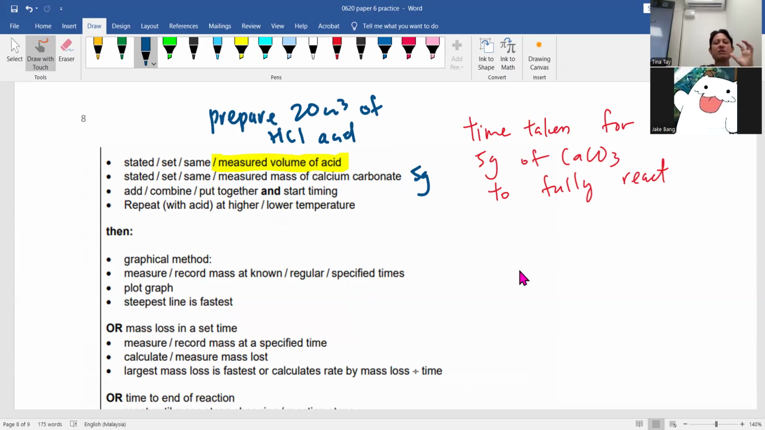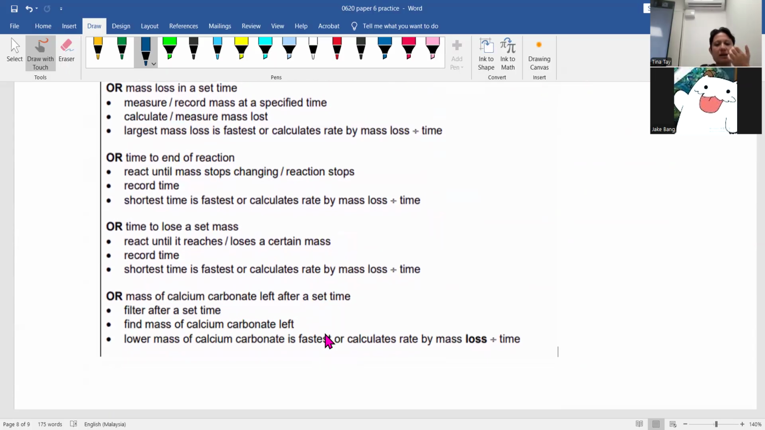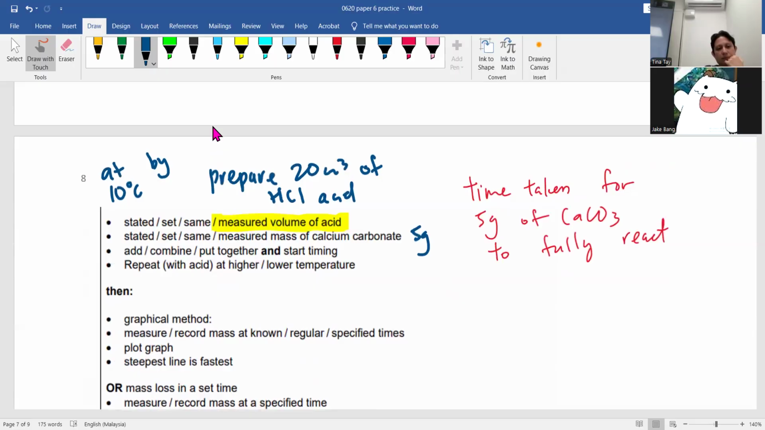Okay, but first you must mention how you prepare your hydrochloric acid temperature. So you say prepare 20 centimeter cube of hydrochloric acid at 10 degrees Celsius by putting in water bath, or ice bath. All right, so you combine and start the timing and repeat with a higher temperature.